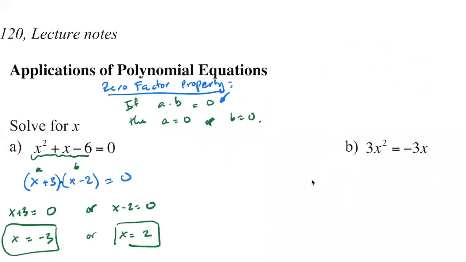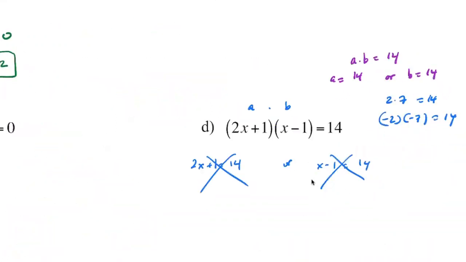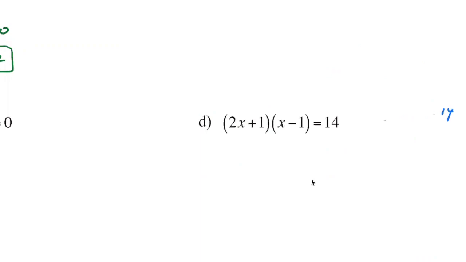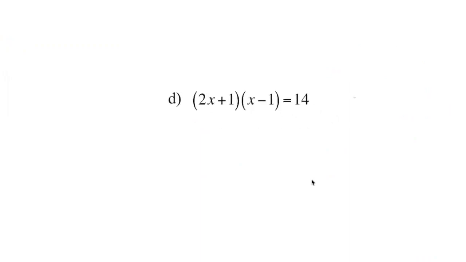So when we follow the zero factor property, we have to make sure that one side of the equation says the product equals 0. Well, in this case, the product's not equal to 0, the product's equal to 14. So what we want to do is make sure one side of the equation equals 0 by fully simplifying the left-hand side.